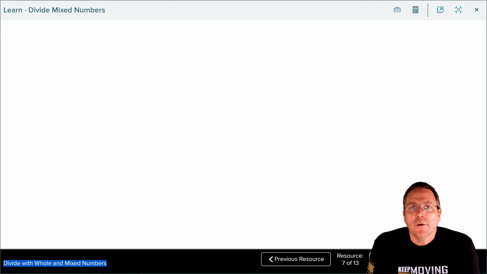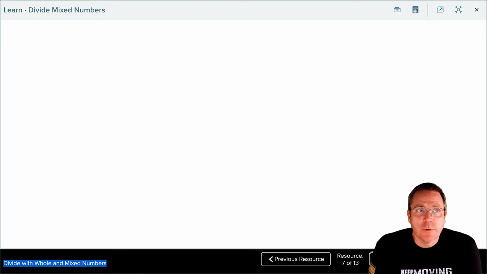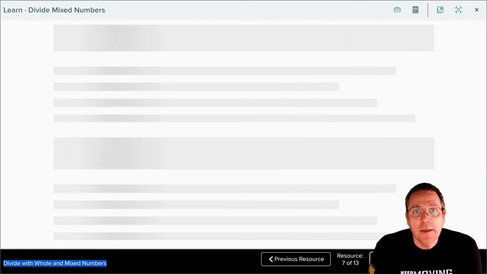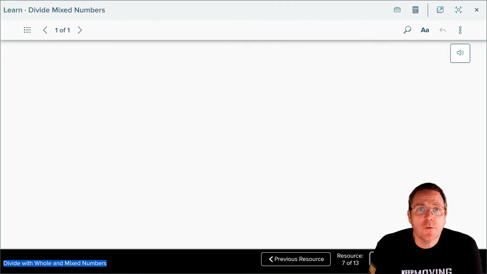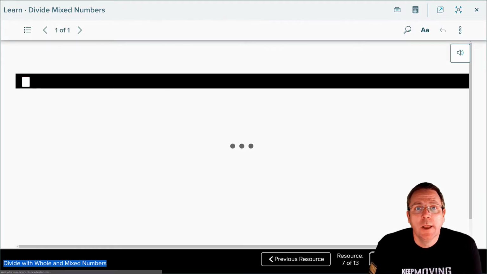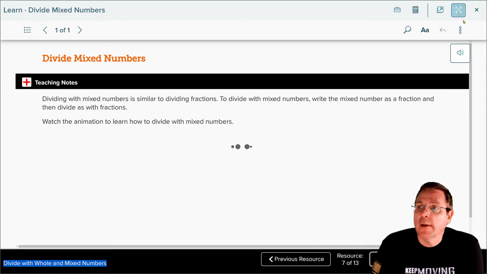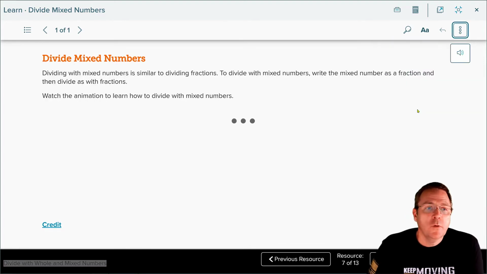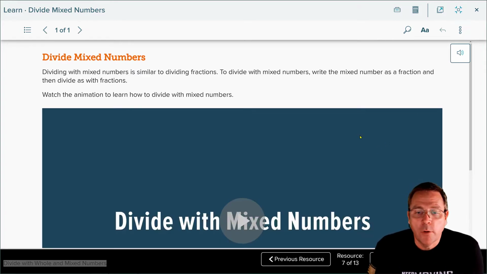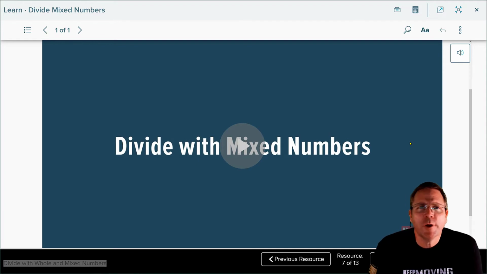From here, we get to work on dividing mixed numbers, and that is pretty easy too. All you have to do is turn the mixed number into an improper fraction and work it just like you've done everything else leading up to it. So let's see how this one's going to work out and what problem they're going to give us. Well, it looks like they're not going to give us a problem. They're going to give us a video instead. So let's watch their video.